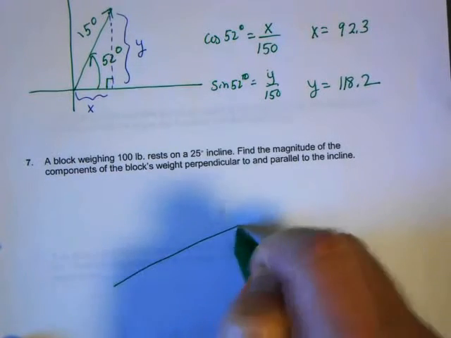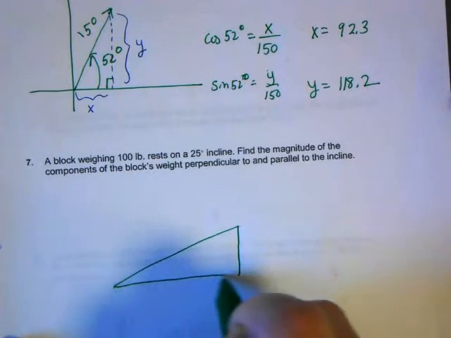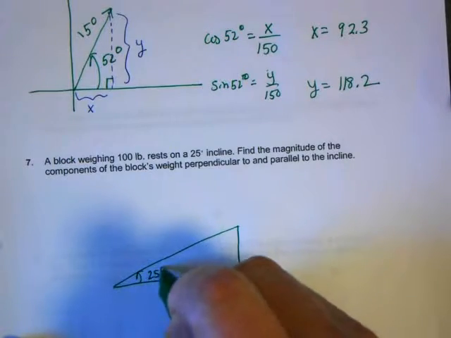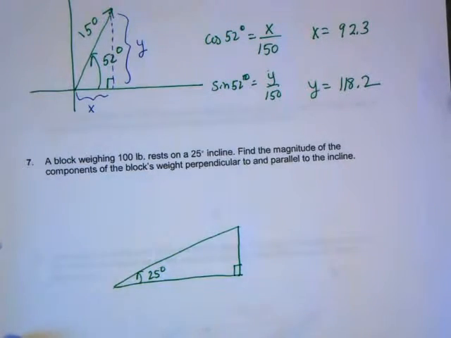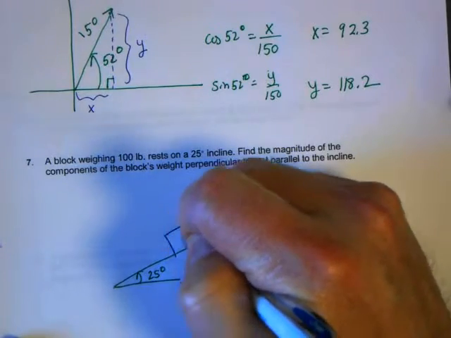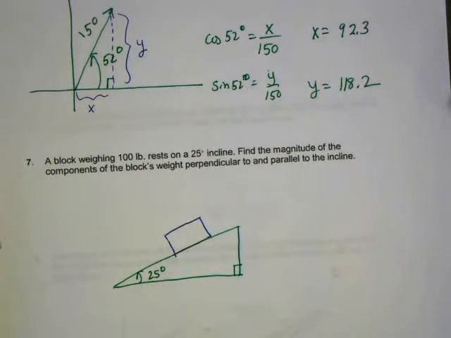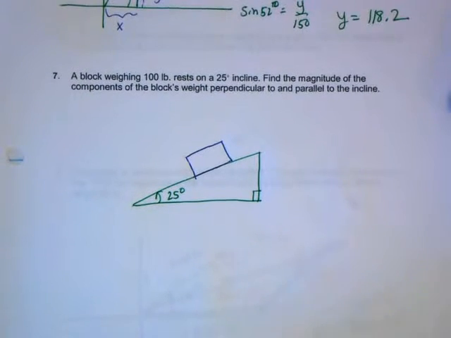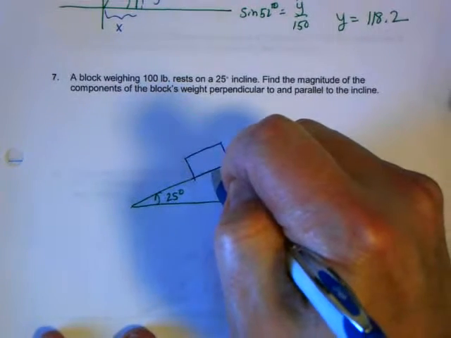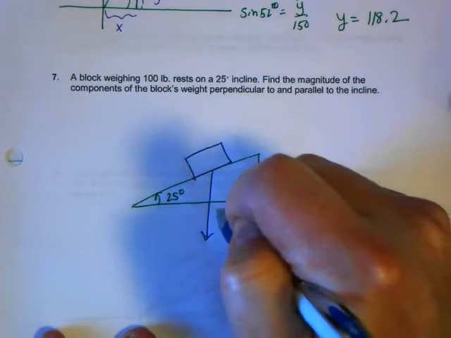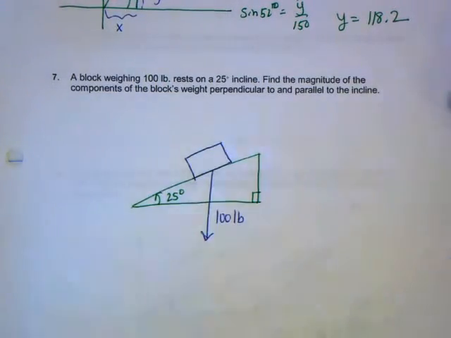So all we're looking at here is we have a 25-degree incline. So this is 25 degrees, and this is a right angle still. And we've got a block sitting on the incline, and the block weighs 100 pounds. Now, when I say the block weighs 100 pounds, what direction is that 100 pounds in? Straight down. Gravity always goes straight down. So our vector that we have is 100 pounds in that direction.